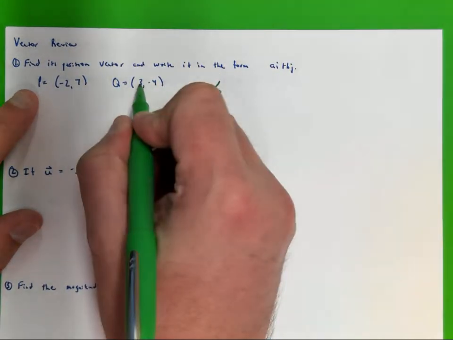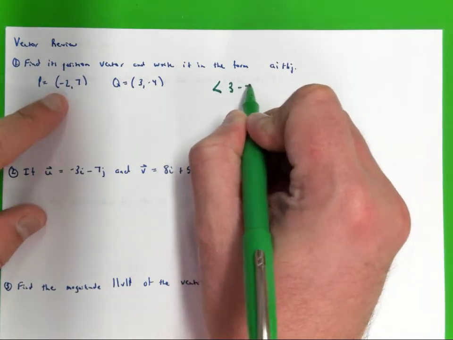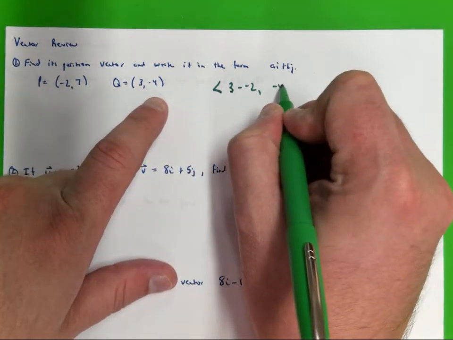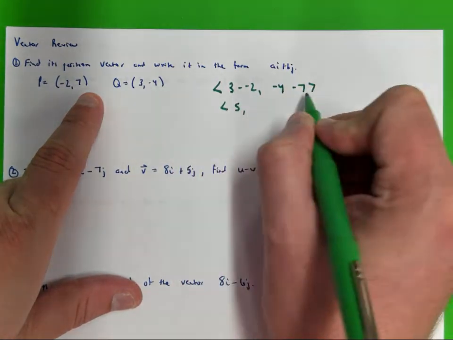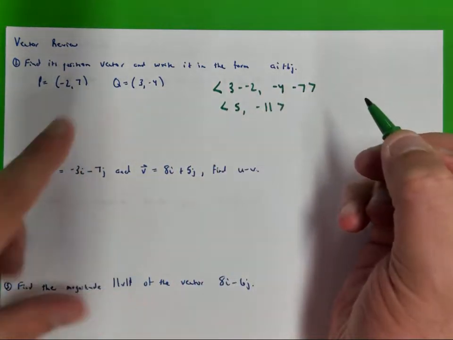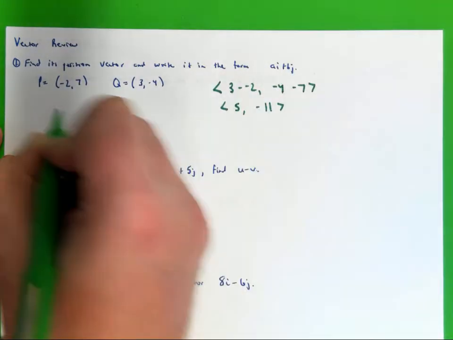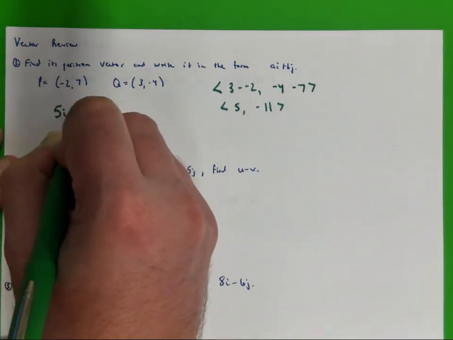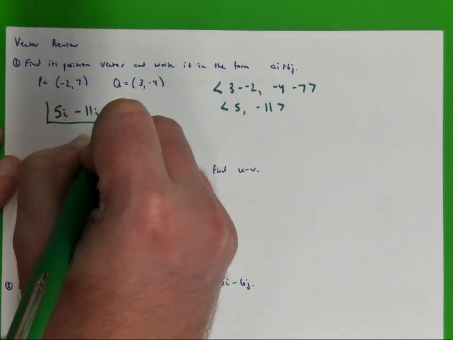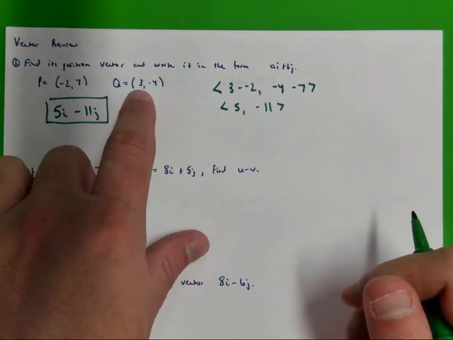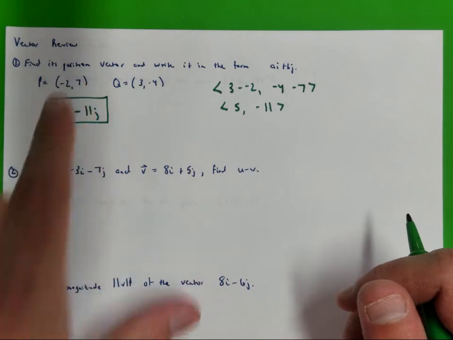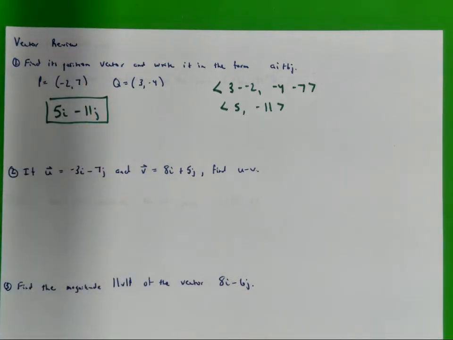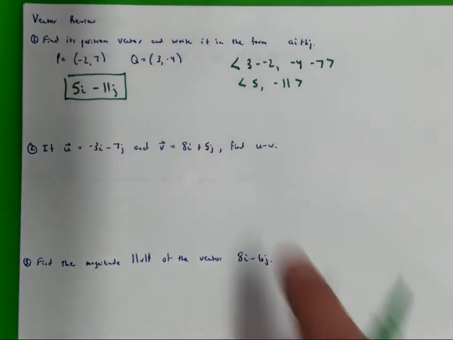Remember, to find it you say 3 minus negative 2, negative 4 minus 7. That gives me 5, that gives me negative 11. So my linear combination form would be 5i minus 11j. So you take this, x sub 2 minus x sub 1, y sub 2 minus y sub 1. And that is your vector. Those are the endpoints.